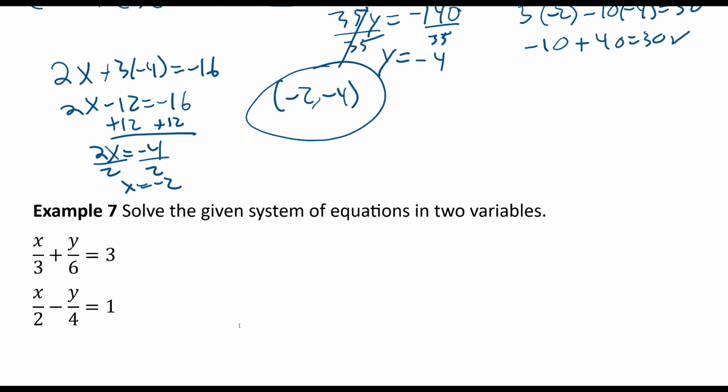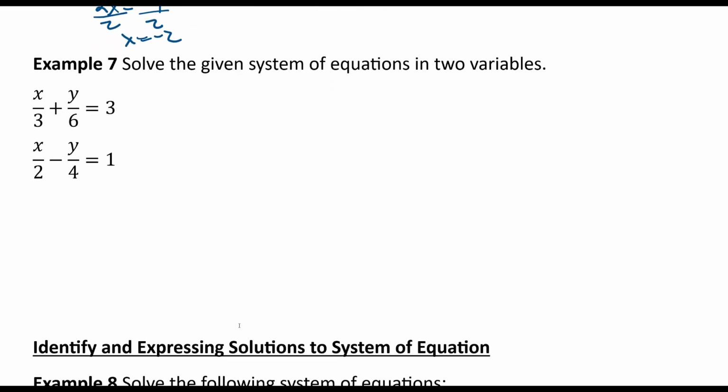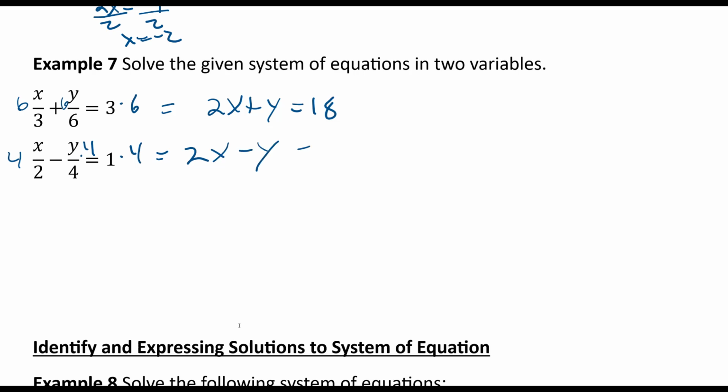Okay, our last example for this technique. Solve the given system in two variables. So the first thing I do is clear out the fractions in each case. I'm going to multiply the first one by 6 and get 2x plus y equals 18. Second one, I'll multiply everything by 4 to clear out the fractions. So I get 2x minus y equals 4.